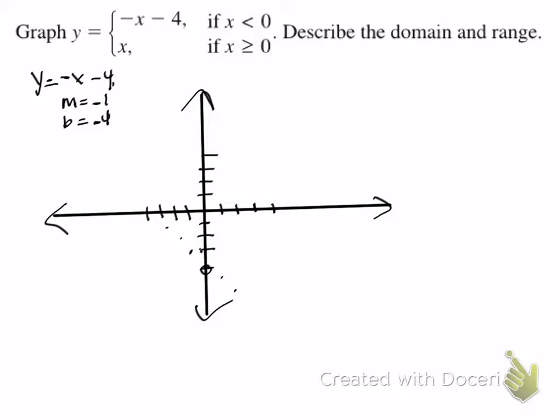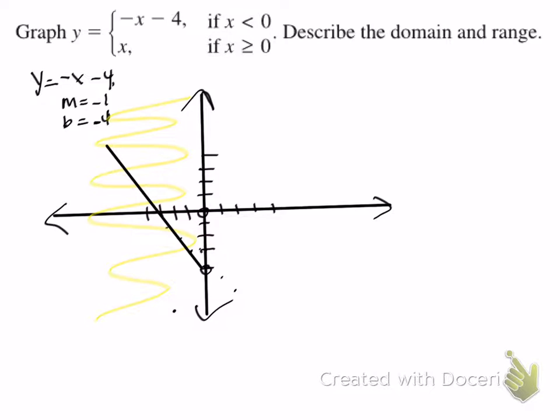They only want to see x where x is less than 0. So this side, because here is where 0 is. So I'm only drawing from here. I'm only drawing from here up.